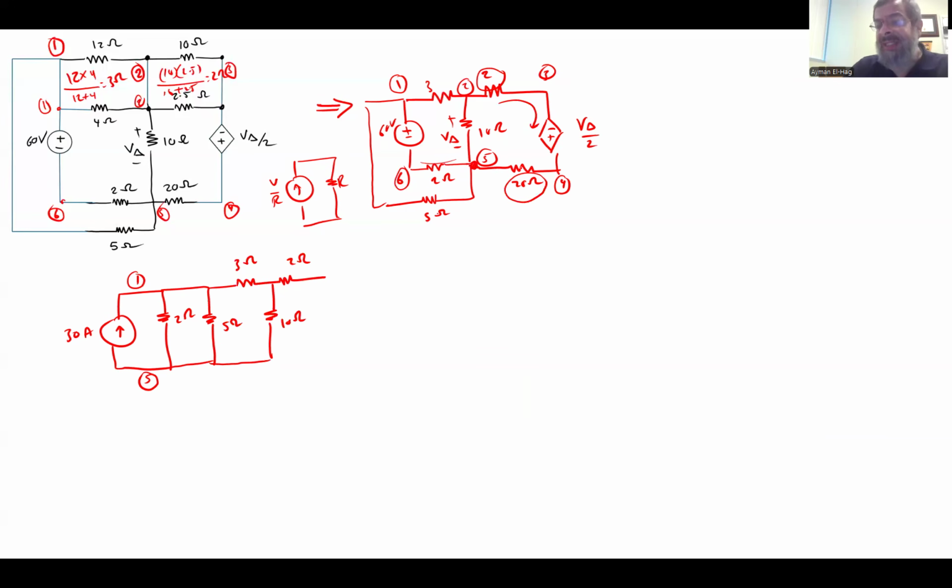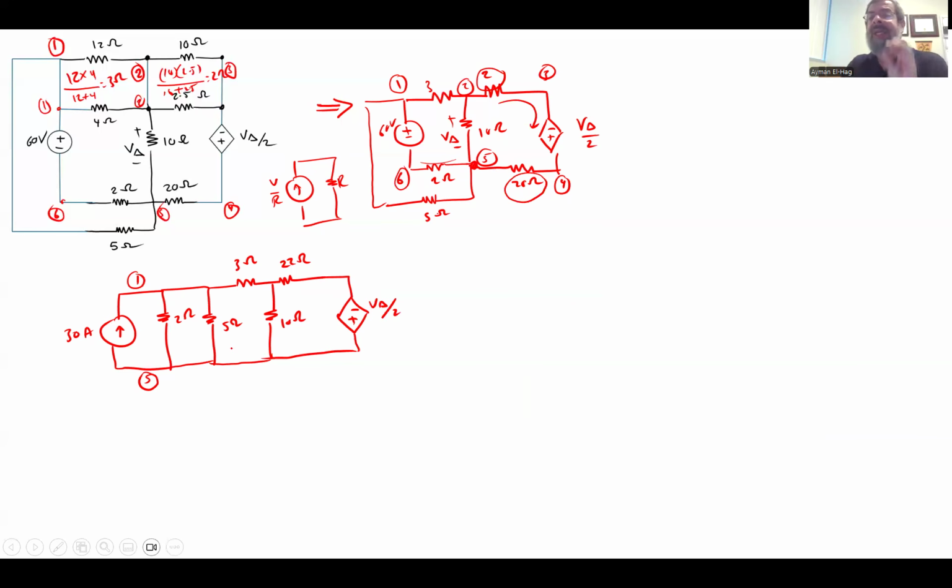So I can add these two together, and I can put them before the source or after the source. I will put them before the source. So this is 22 ohm. And then here I will have the supply. And this is V delta divided by 2.